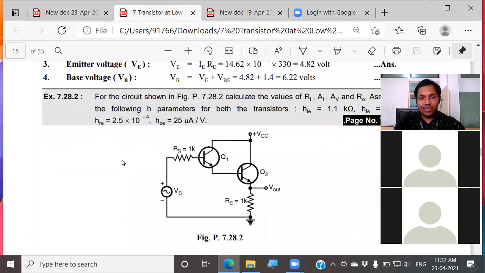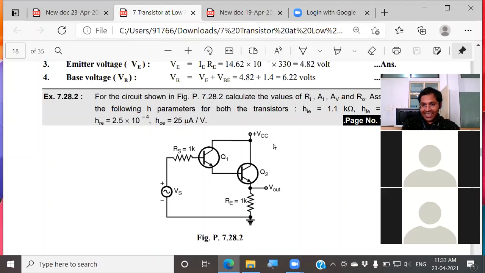In yesterday's class, we took up this problem. We found out Ri, Ai, Av, Ro. All these we have found out. And now let us analyze the values. This is very important because now, based on the values, we are going to discuss the theory. If the question asks to find the expressions for Ri, Ai, Av, Ro, you will do it without values. If the question is asked in the form of problems, you will have values. The method is the same.